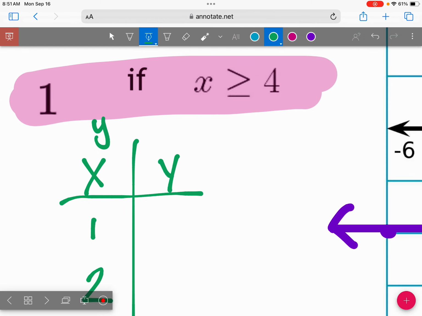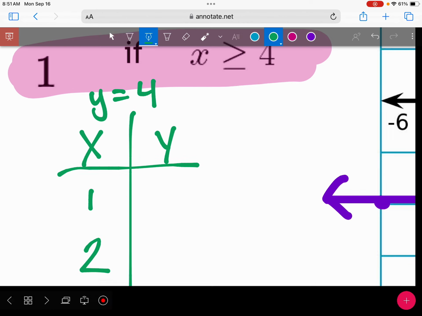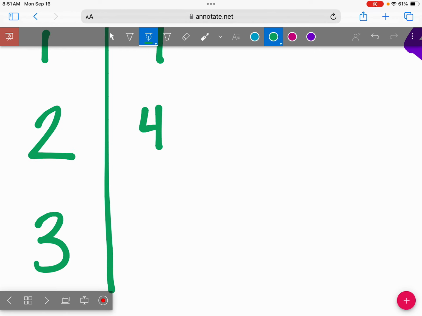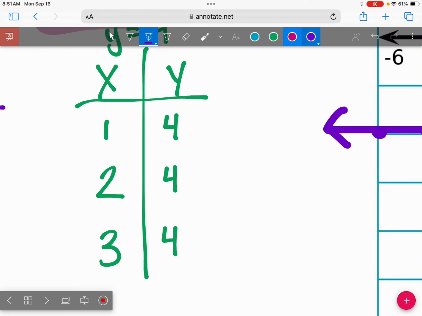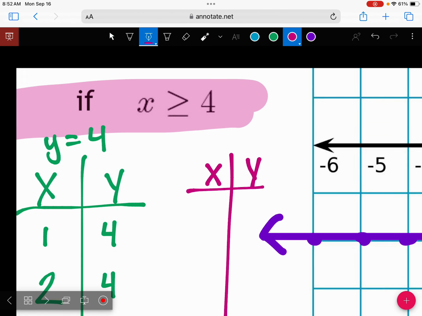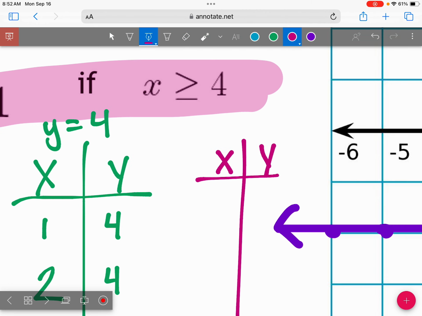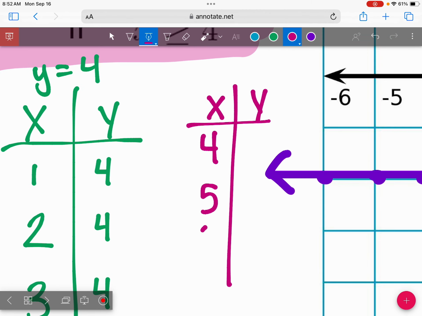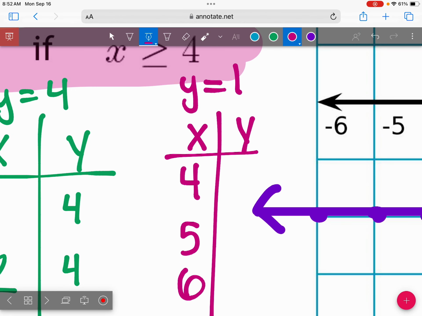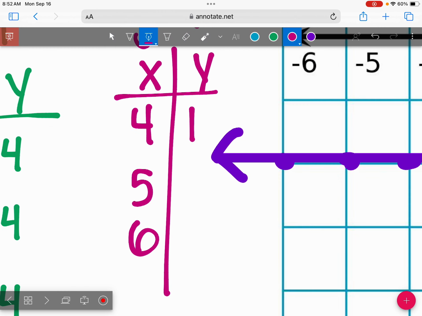Our equation is y equals 4. So if x is 1, my y is 4. If x was 2, my y was 4. And if x is 3, my y is 4. So very similarly for our last one here, if I need my x's to be greater than or equal to 4, what x's are we going to pick? 4 and 5 and 6. My equation says y equals 1 for these x's. So what's my y value when x is 4? 1. What's my y value when x is 5? What's my y value when x is 6? 1.